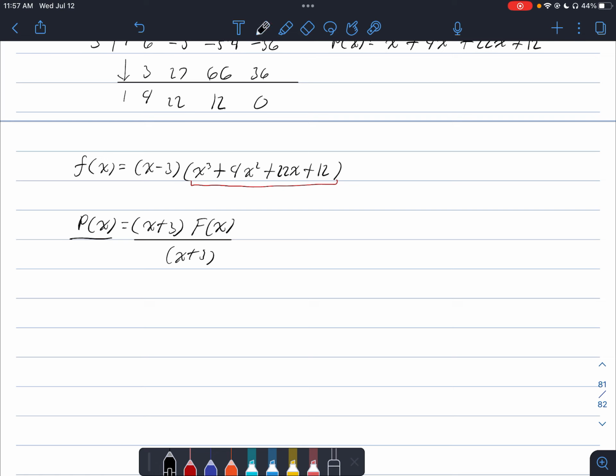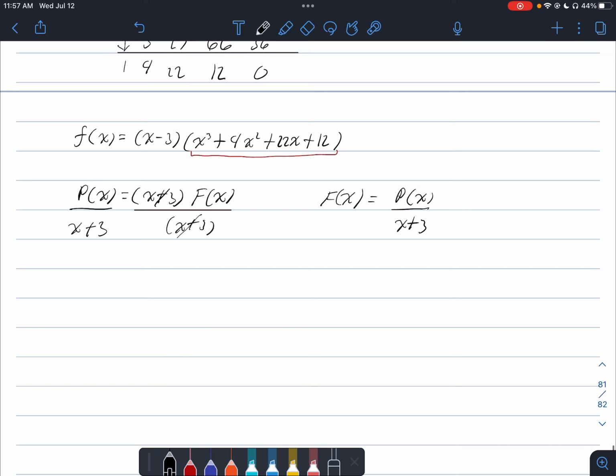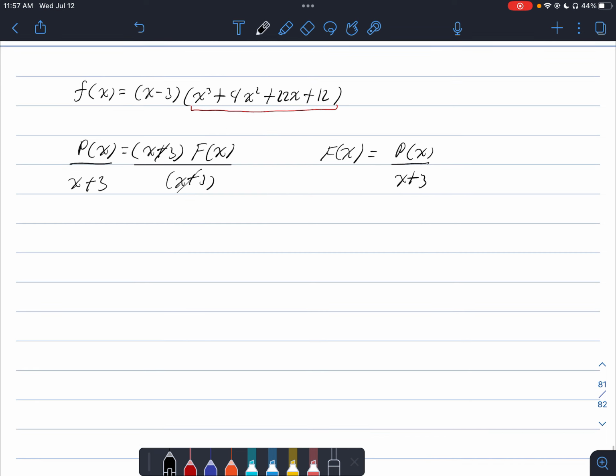Okay, we can divide both sides by x plus 3. These will cancel. And therefore, f of x can be written as p of x divided by x plus 3. Or we can use synthetic division to go ahead and divide that. So let's find f of x. We can put our -3 out front here.